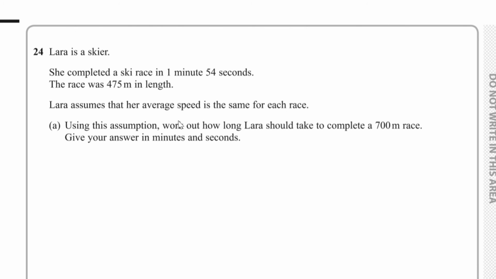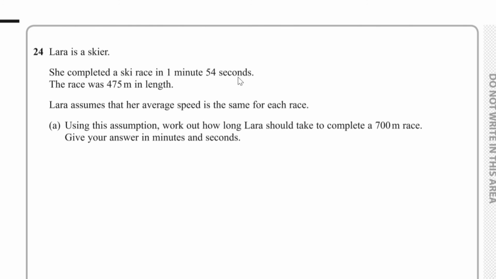Question number 24. Laura is a skier. She completed a ski race in 1 minute 54 seconds. The race was 475 meters in length. Laura assumes that her average speed is the same for each race. Using this assumption, we have to work out how long Laura should take to complete a 700 meter race. Give your answer in minutes and seconds.